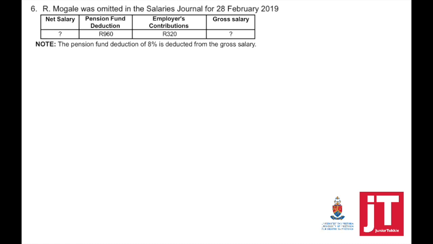Omitted means left out. Net salary, question mark. Pension fund deduction was given, employee's contribution was given, gross salary, question mark. Note, the pension fund deduction of 8% is deducted from the gross salary. So this means that I need to use this 8% and the pension fund deduction to find out what is the gross salary.